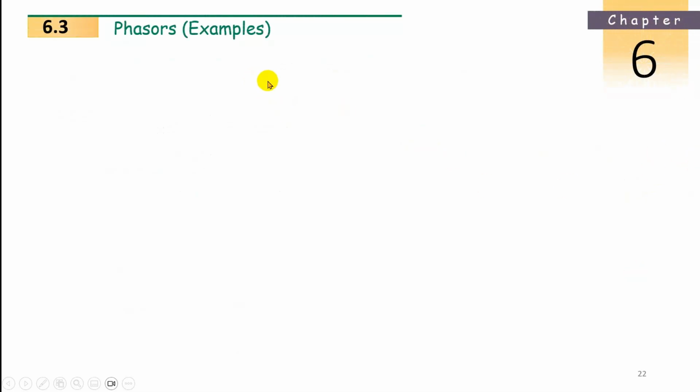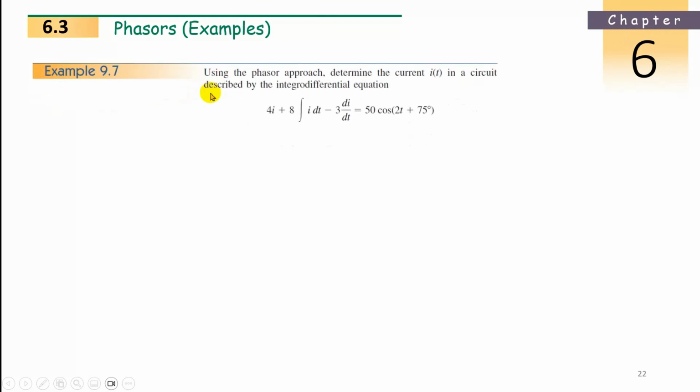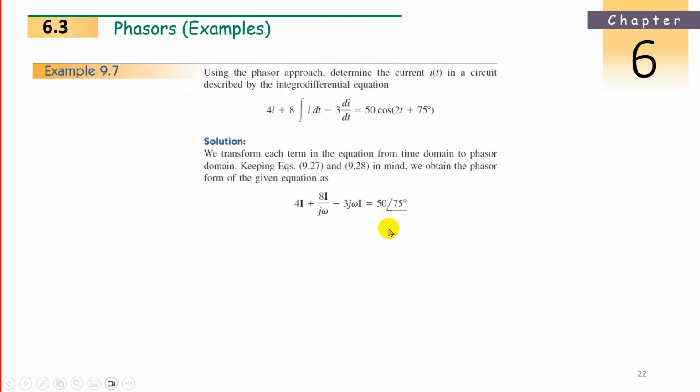Next, another example. So many are there. This you can study, no problem, all steps are there. Here, generally, you have to integrate and differentiate as given. So 4i is there, 8 integration of i dt is there, minus 3 di by dt is there, then 50 cos 2t plus 75 is there. So what do we have to do?